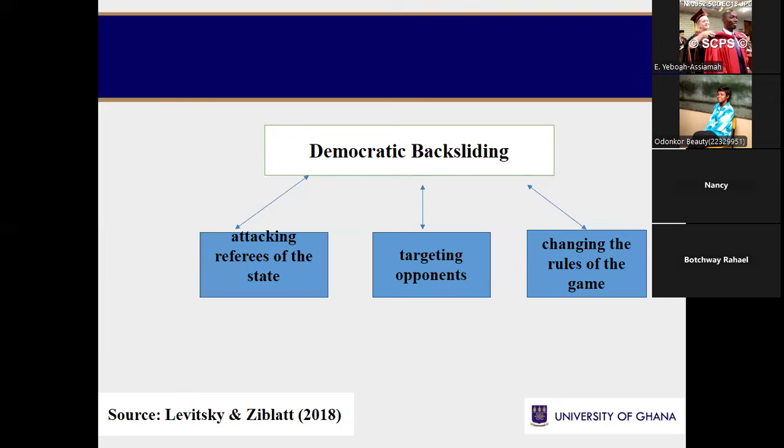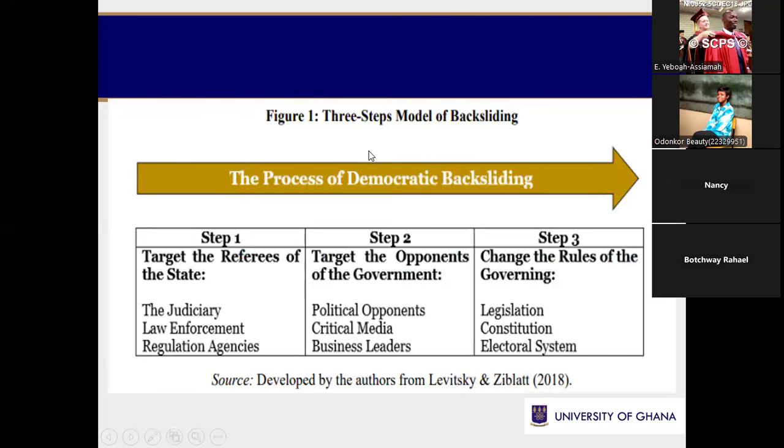You will see that these elements resemble the ones given by Bermeo, except that Levitsky and Ziblatt don't talk about a coup d'etat, because a coup d'etat is too rapid, too sudden, and too revolutionary. They focus on the gradual, subtle reduction in democratic quality. What is more striking about Levitsky and Ziblatt's framework is that it follows a process. It is a continuum. You start from step 1, move to step 2, and then step 3. So if leaders want to engage in backsliding, they start from step 1.